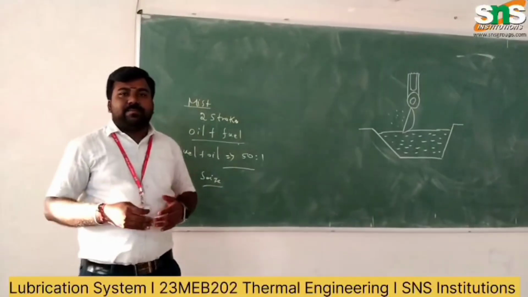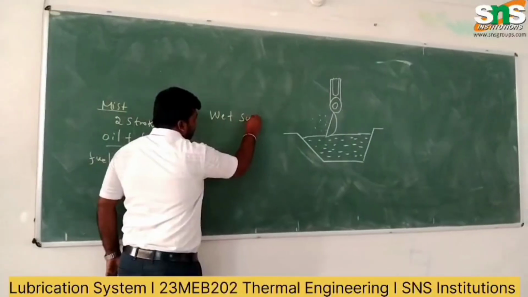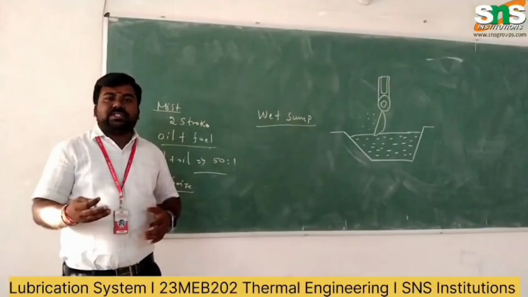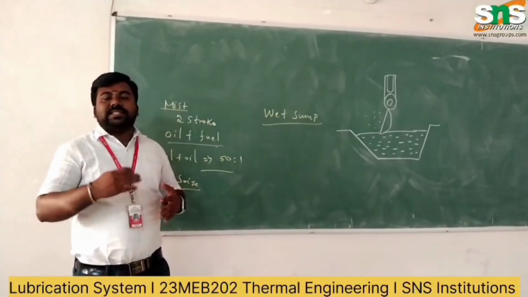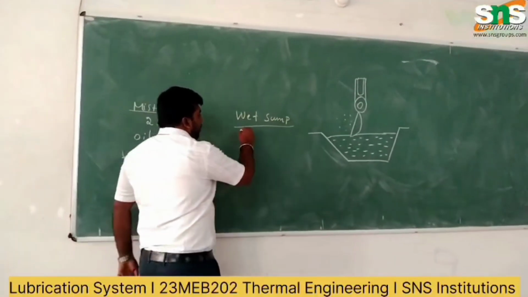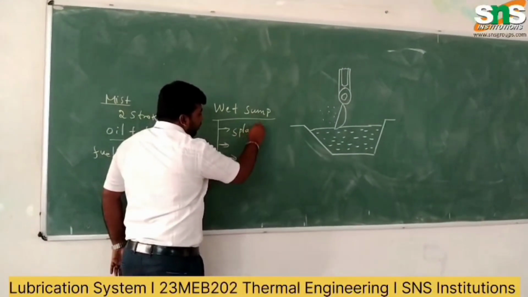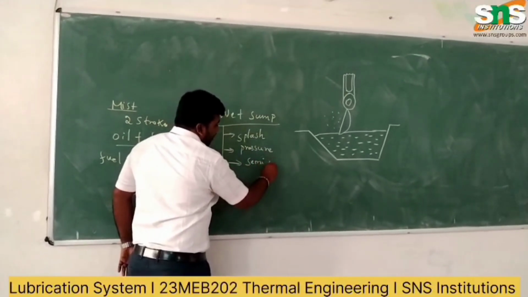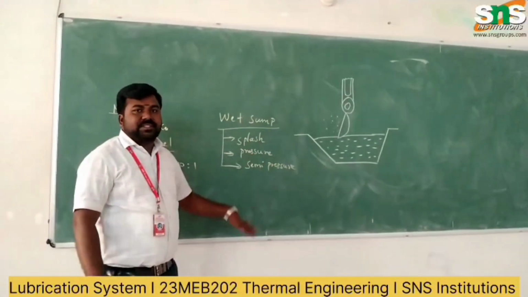Let us discuss another type of lubrication system, the wet sump lubrication system. In the wet sump lubrication system, a big sump is attached at the base of the crankshaft in the IC engine. From this, the oil is extracted and supplied to all the moving parts of the engine. The wet sump lubrication is further classified into three types: splash lubrication system, pressure lubrication system, and semi-pressure lubrication system. The semi-pressure lubrication is a combination of the splash and pressure systems.